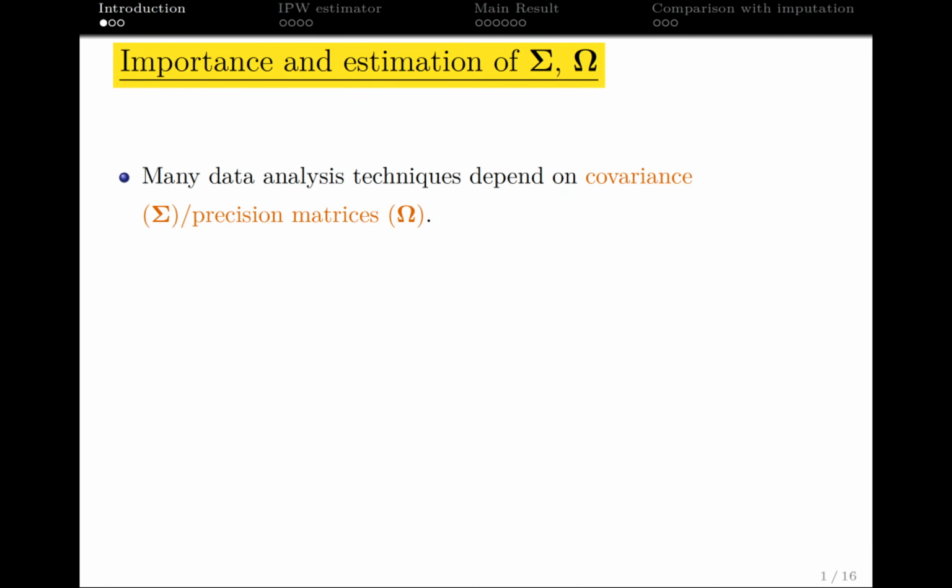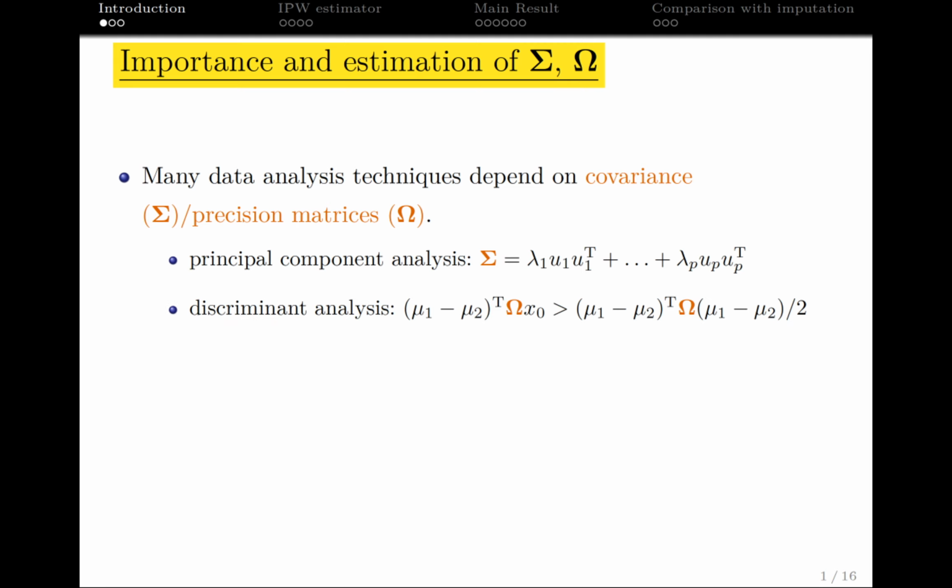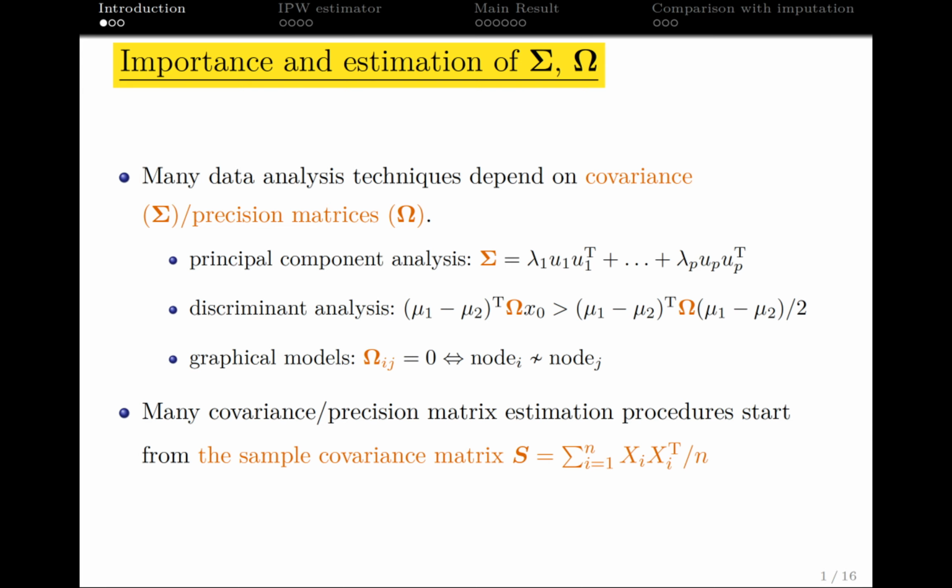You can easily find that many multivariate procedures depend on the covariance matrix and precision matrix. For example, principal component analysis, discriminant analysis, or the graphical models are such examples. In reality, to do these procedures, you have to estimate these parameters, covariance matrix and precision matrix. And you can find that many estimation procedures start from computing the sample covariance matrix.